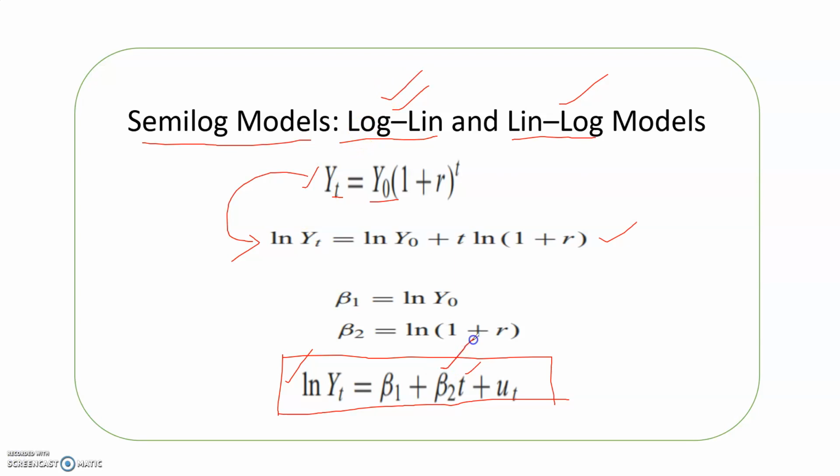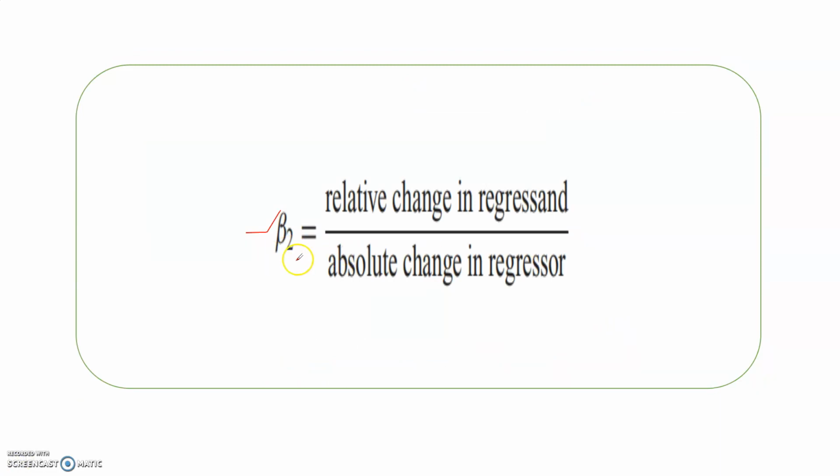And beta 2, being the slope coefficient here, measures the relative change in y for a given absolute change in the value of the regressor. So here we are interested in finding out the percentage growth in y for an absolute change in x. So this is beta 2, which shows the relative change in the regressand, y, for an absolute change in the regressor, x.